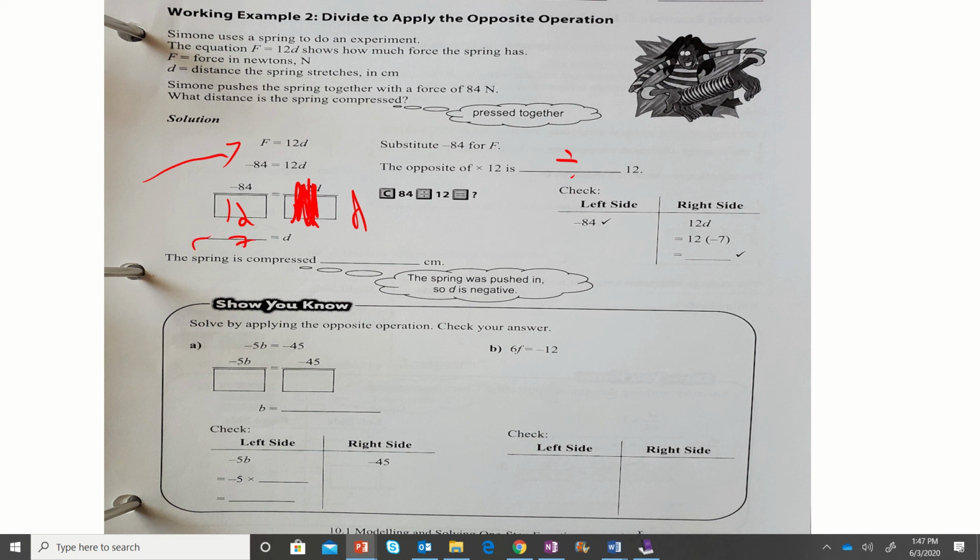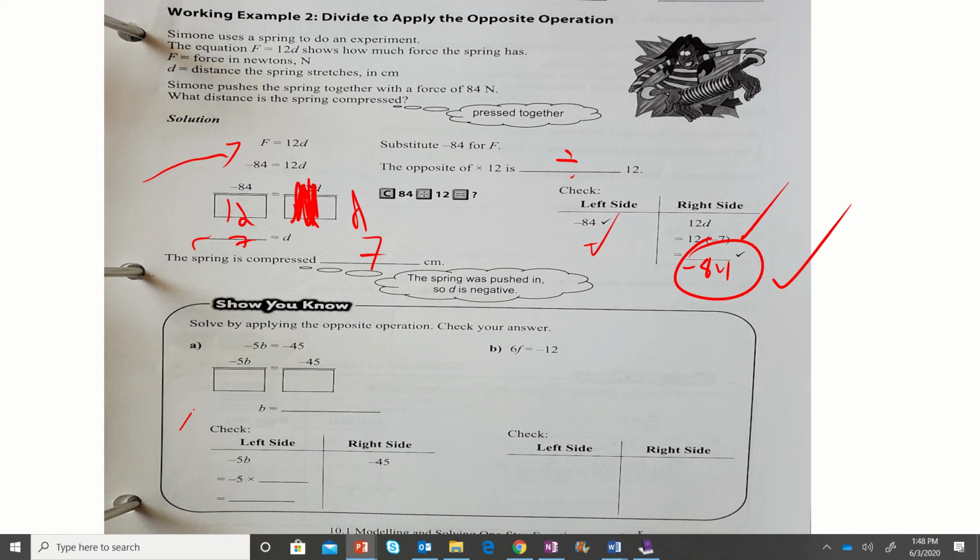Now to check my work, I'm going to go negative 84 on this side. Now I'm going to go 12D and substitute D with negative 7, and I'm going to get negative 84 as my answer. So the spring is compressed 7 centimeters, but it is negative because it's being pushed in, if that makes sense.